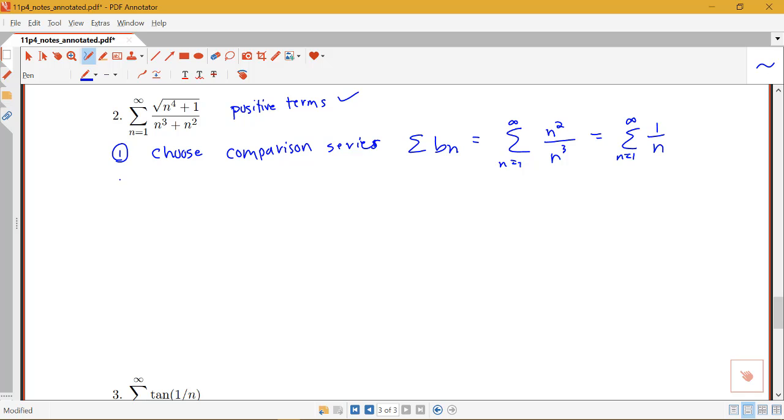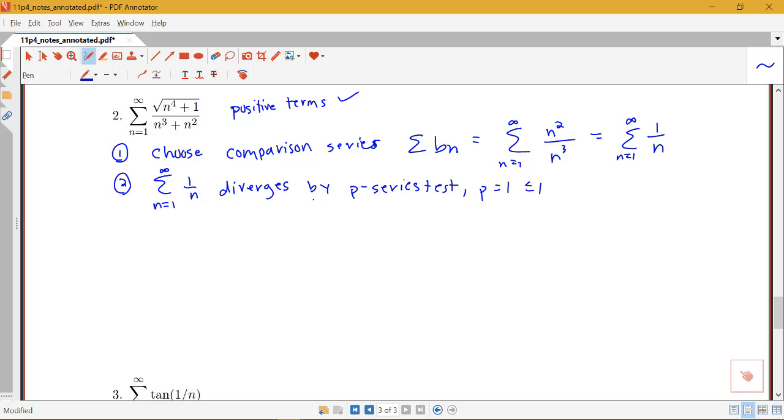Okay, so our next step is to determine the convergence or divergence of our comparison series. So we see that the sum from n equals 1 to infinity of 1 over n diverges by the p-series test, since p equals 1 is less than or equal to 1. Remember, we also had a specific name for this series when p equals 1.